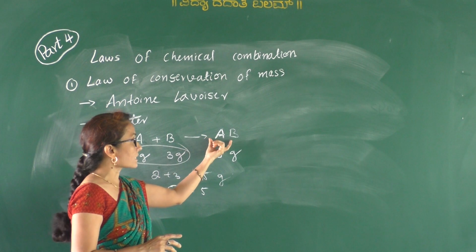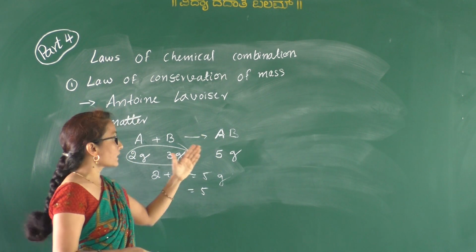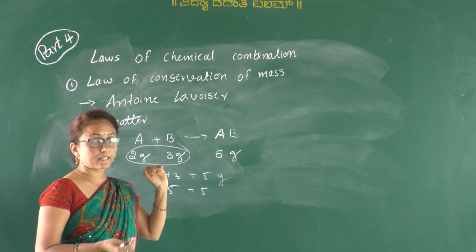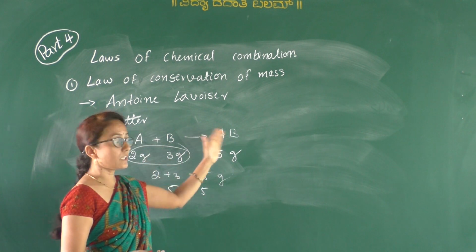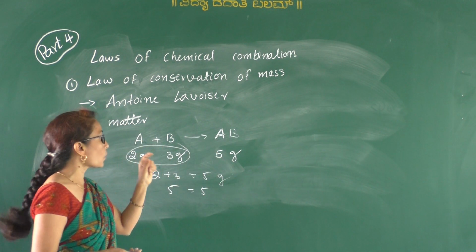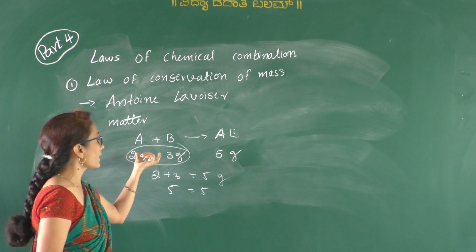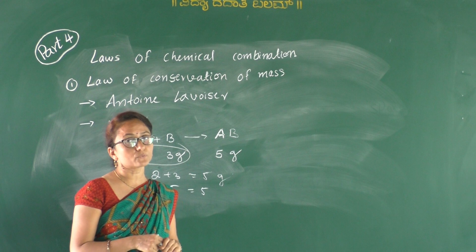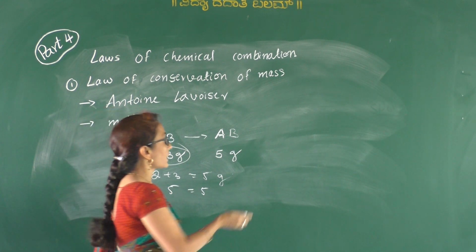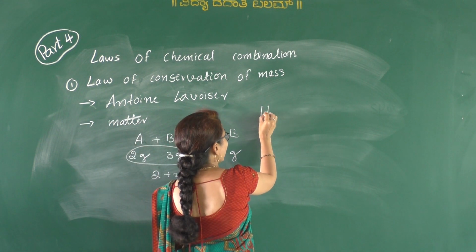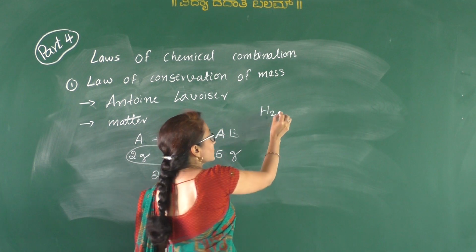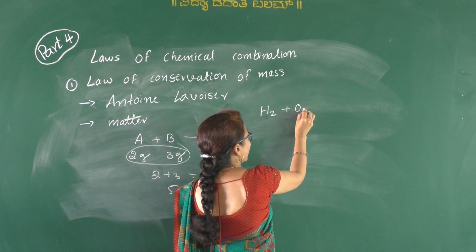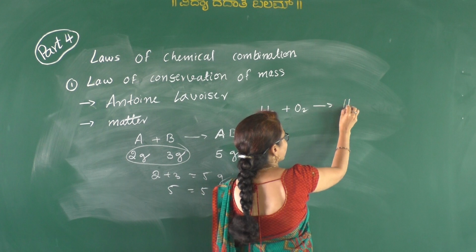And these products are not created, they are formed from the reactants. Reactants are converted into the products, so the total mass of the reactants is always equal to the total mass of the products. Okay. Now take another example. If you take hydrogen, it reacts with oxygen and forms water.